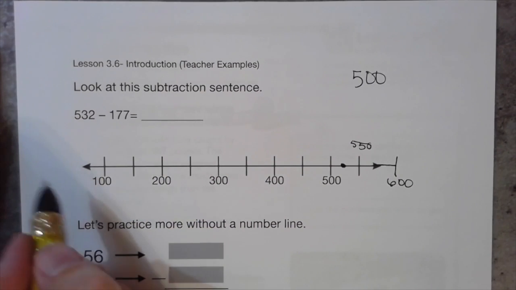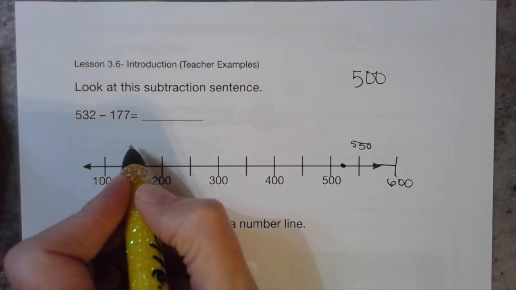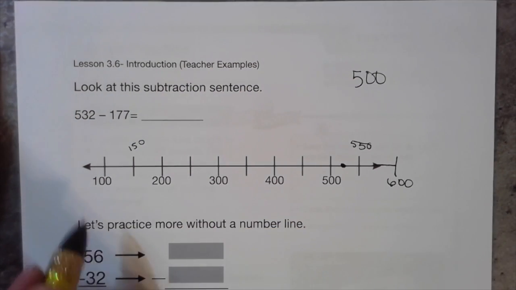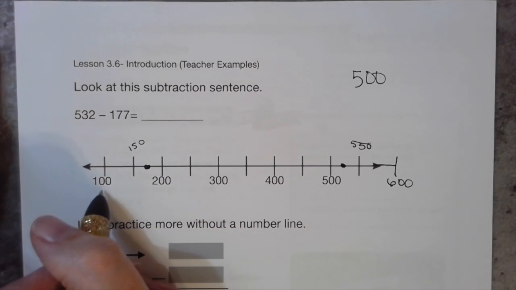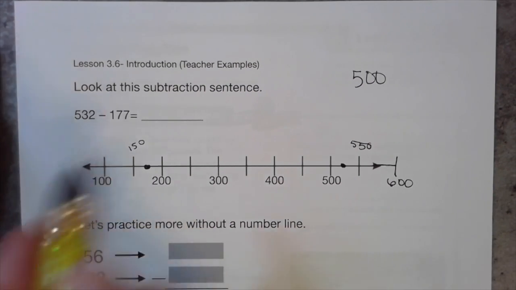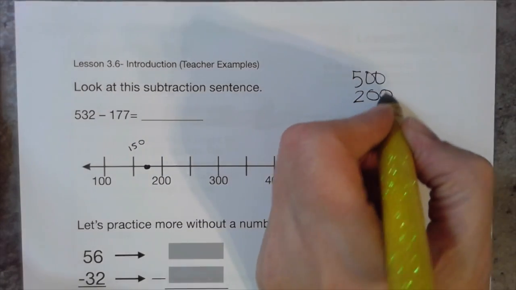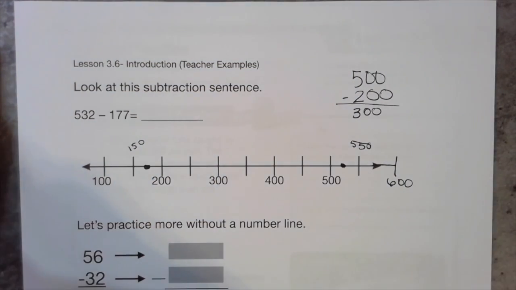What about 177? It would be between 100 and 200. In the middle would be 150. Okay, well, 177 is bigger, right? So it will be on this side. Which one is it closer to, 100 or 200? Right, 200. And so now we just subtract. 500 subtract 200 is 300. We're not actually going to do the subtraction part today unless you want bonus points. If you do the subtraction part correctly, I'm going to give you bonus.